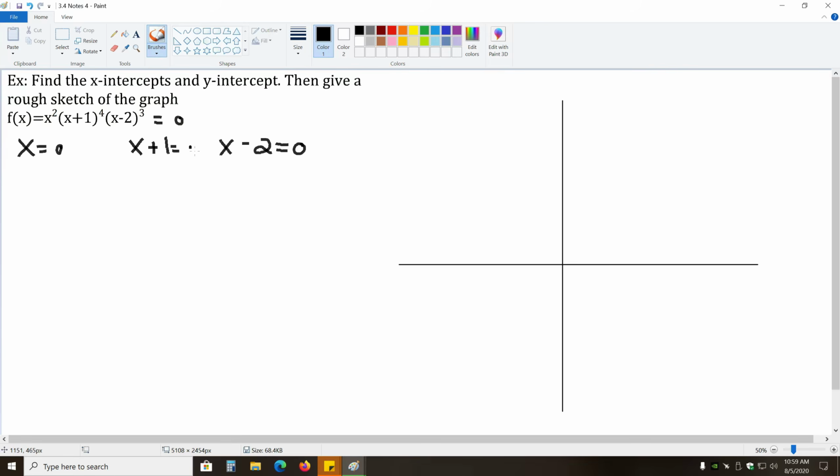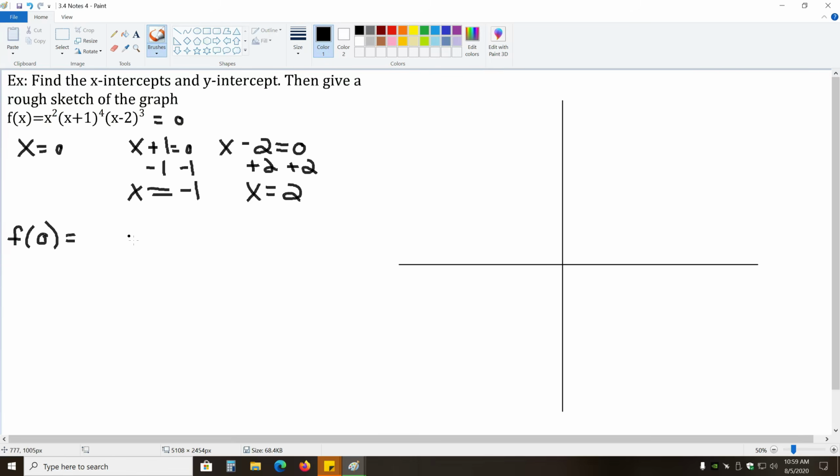So, quickly solving for this, we'll go ahead and subtract 1 from each side in the second value to get x equals -1, and we'll add 2 to each side in the third to get x equals 2. Okay, so from here, we now have all of our x-intercepts. To find the y-intercept, that doesn't occur when the function equals 0, but it does occur when we plug 0 into the function for x.